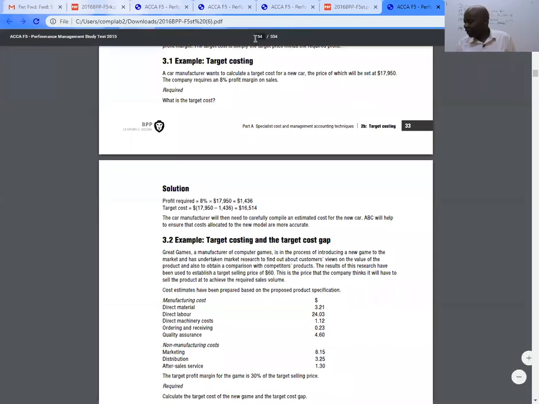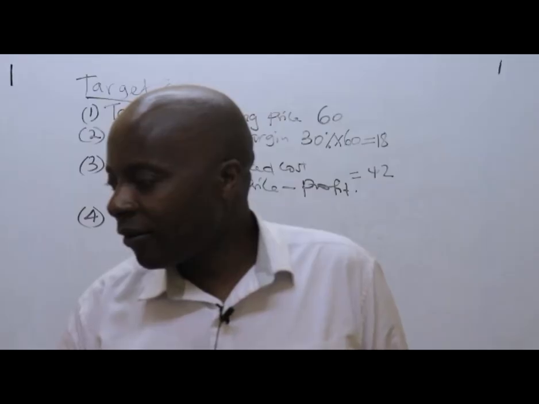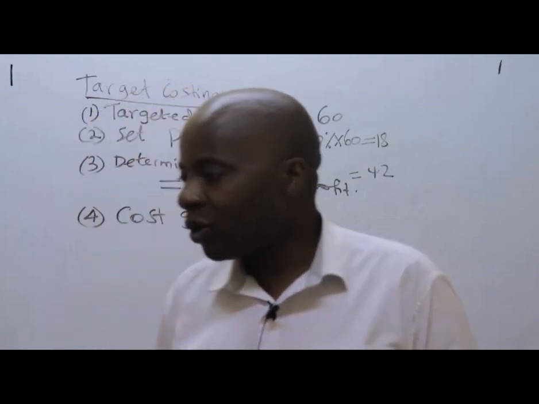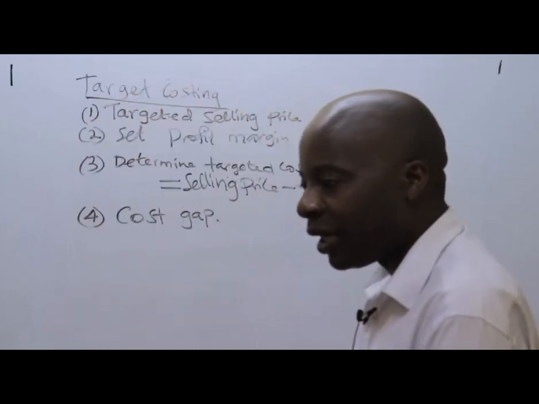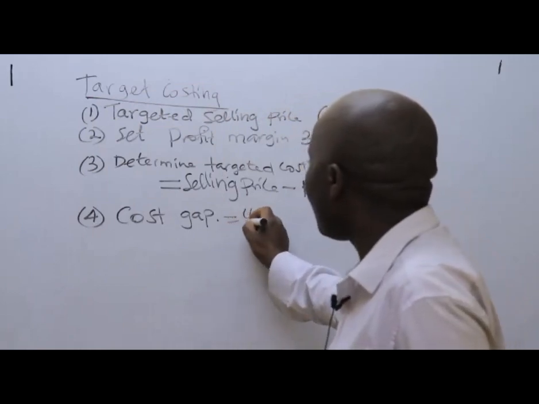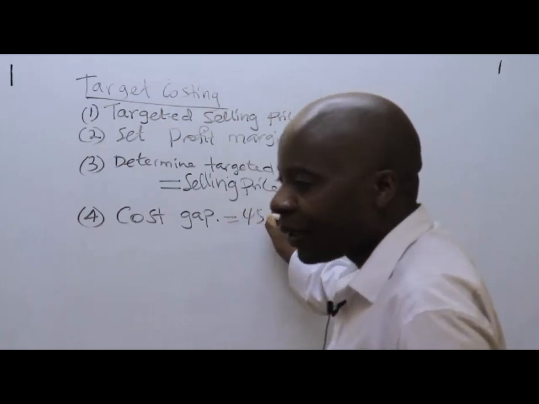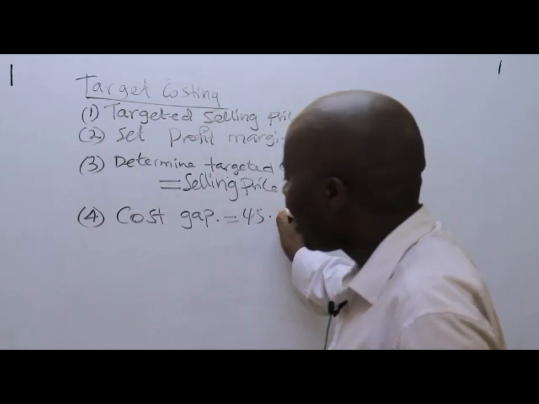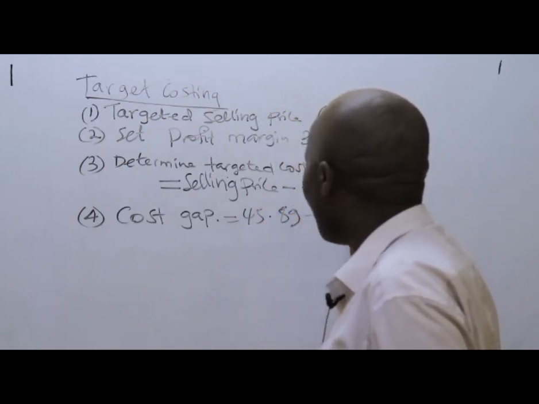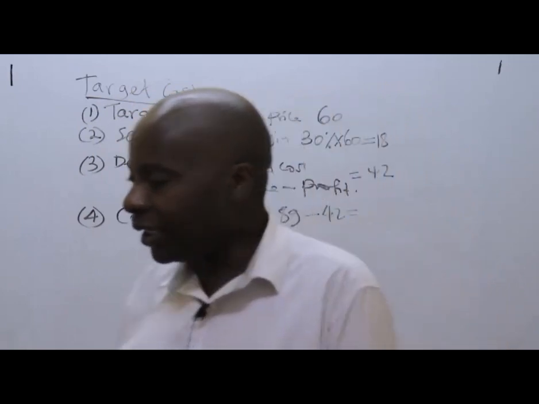So from the answers that I'm able to get from my chart here, most of them, Catelo, Josam, Okocha, are giving me 45.89. The gap will be 45.89 minus 42.